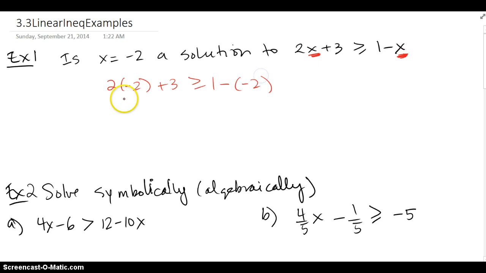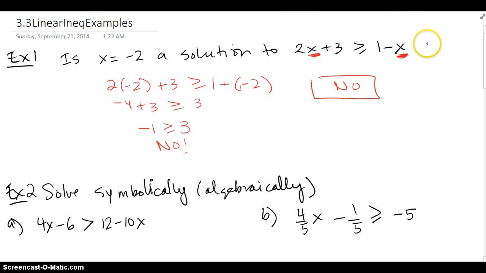So plug in -2 and we get -4 plus 3 greater or equal to 3, and that gives us -1 is greater or equal to 3. Now, is -1 greater or equal to 3? That's a big no, so the answer is no, that's not going to be a solution to this inequality.